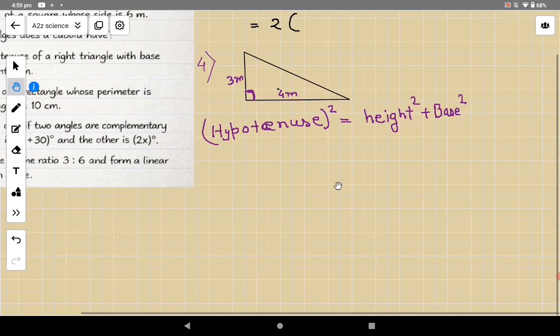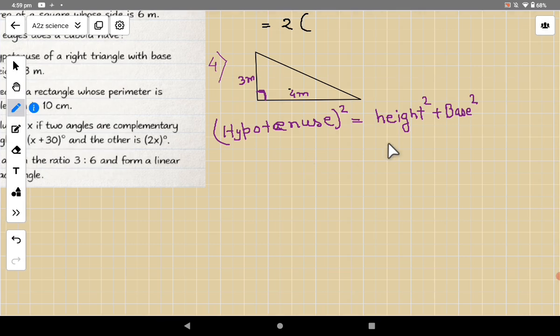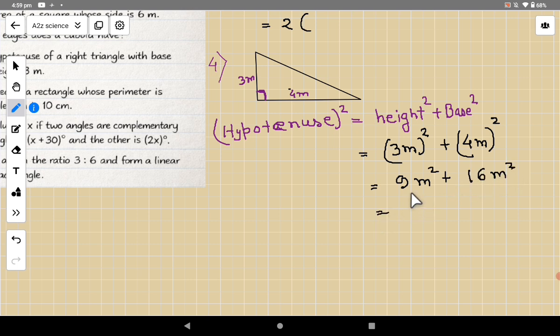So what will be the answer? Height is 3 meter whole square, base 4 meter whole square: 9 meter square plus 16 meter square. If I add these two values, it becomes 25 meter square. Now this is hypotenuse whole square. This is not the hypotenuse. Now I have to find the hypotenuse.